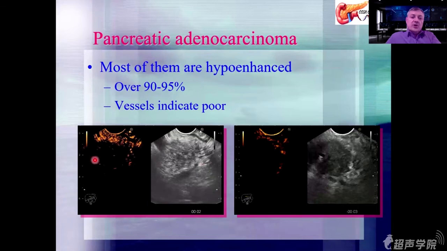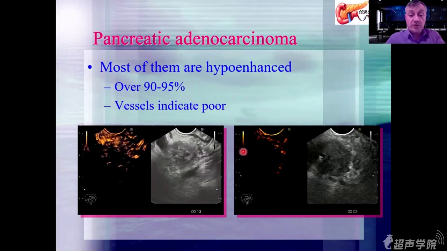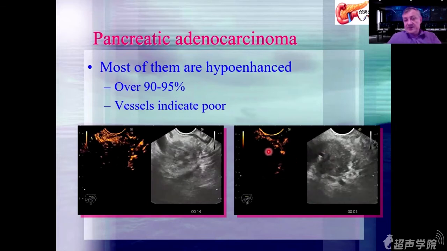And pancreatic adenocarcinoma is hypo-enhanced, so over 90-95% of them are hypo-enhanced. There are some tiny vessels inside which usually indicate poor differentiation, but basically the tumor is always hypo-enhanced or hypovascular as compared to the surrounding pancreatic parenchyma.